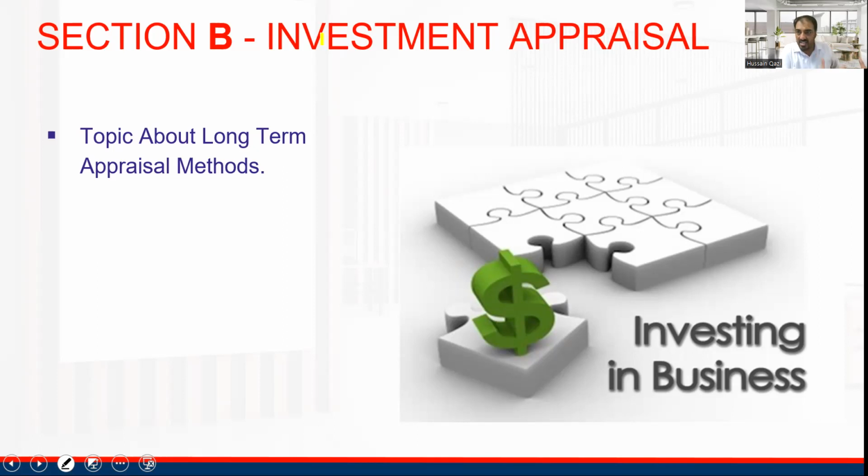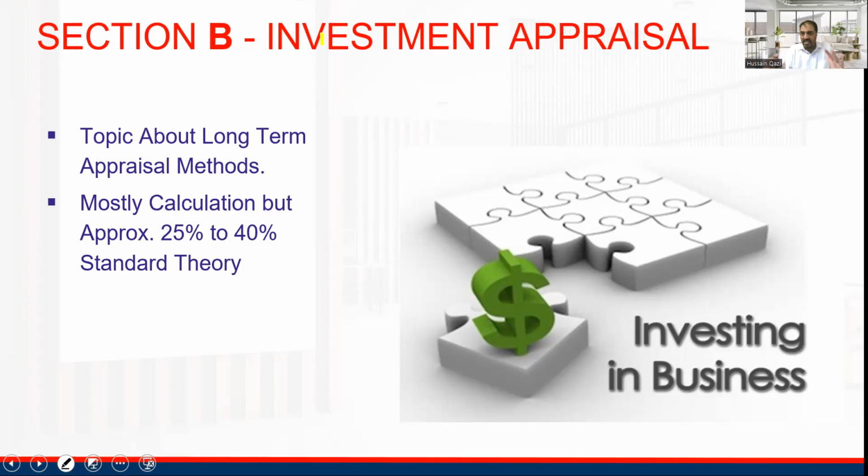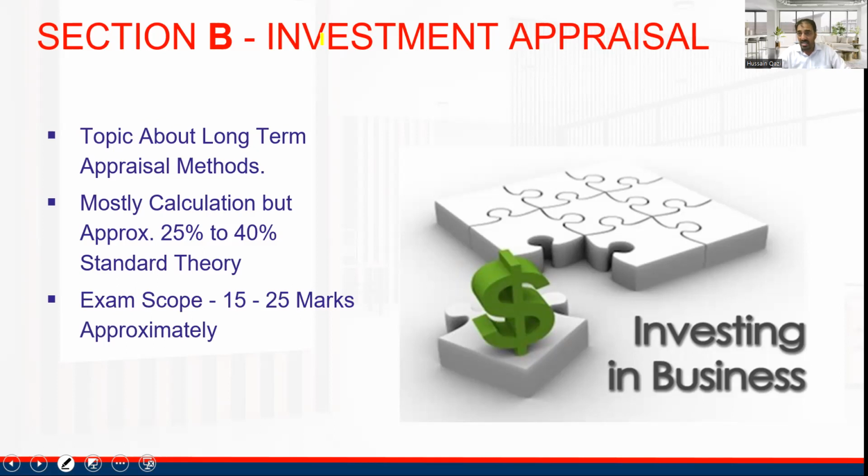So here the decision making methodologies are NPV, IRR, payback, ARR, and with more details. So yes, this section B is a mixture of calculation and theory, more about calculation, but we cannot ignore theory. That's important. The scope in terms of marks is 15 to 25 marks. The scope in terms of where to examine, structure wise, is anywhere in the exam. The examiner can examine with section A, section B, section C, anywhere in the exam. That's section B.